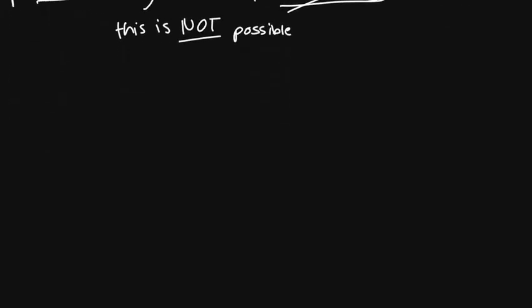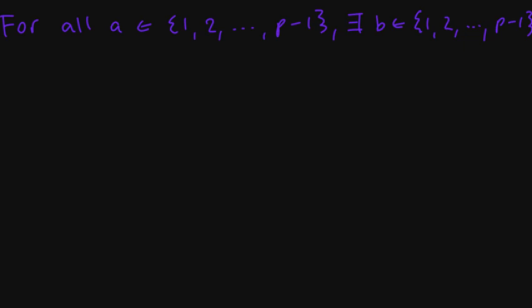And so we say that for all a in 1, 2, ..., p minus 1 (I left out 0 because we're assuming it's not equal to 0), there exists a b in that same region, 1, 2, ..., p minus 1, such that a times b is congruent to 1 mod p.